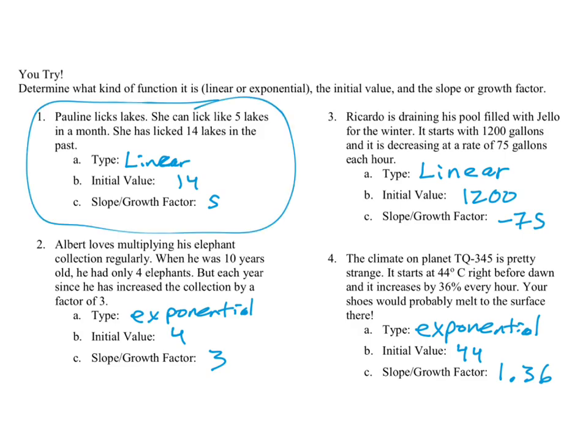Number one here is linear. Pauline started with 14 lakes licked and then is adding 5 each month.